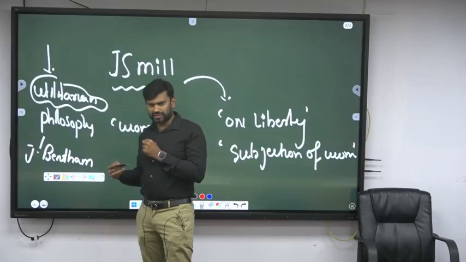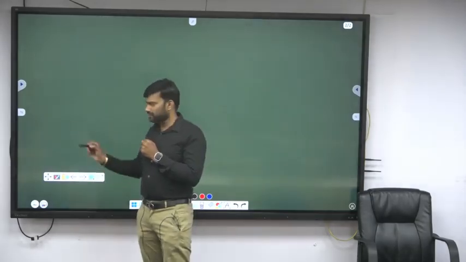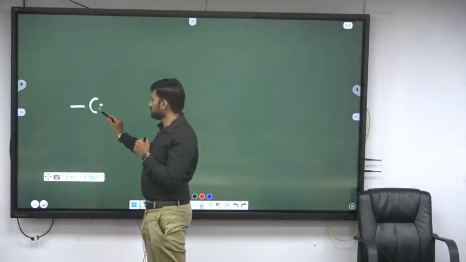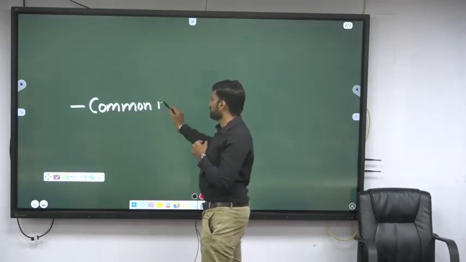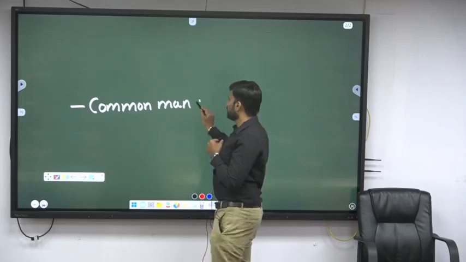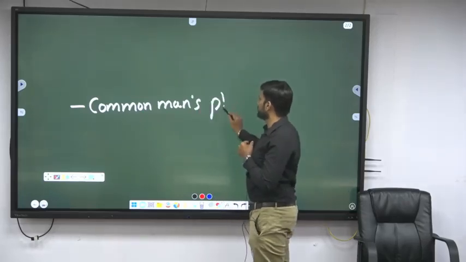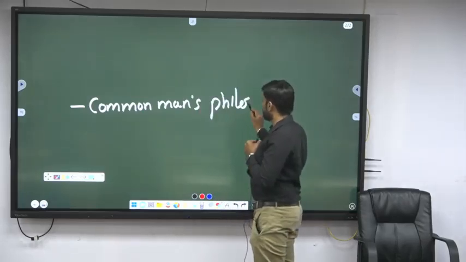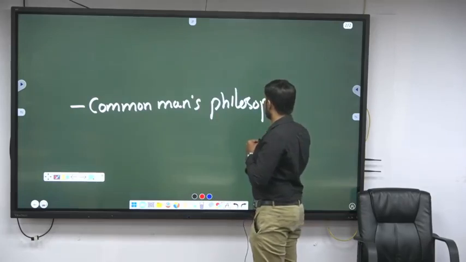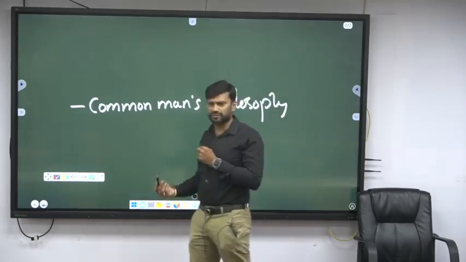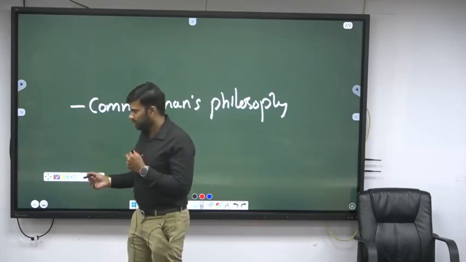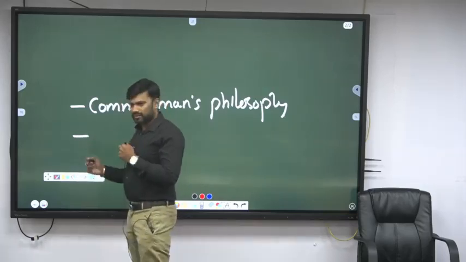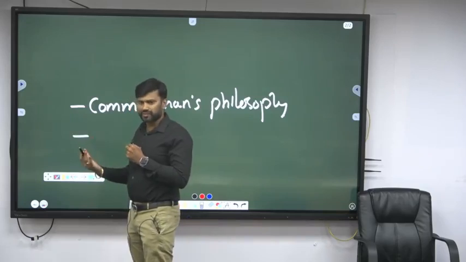He also described certain features of utilitarianism. We also call it the common man's philosophy. Why do we call it the common man's philosophy? Because it is easy to understand for a common man. So what was the philosophy? Do maximum good for maximum number of people. And why did he say that?